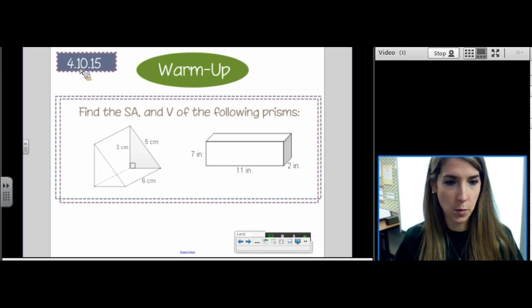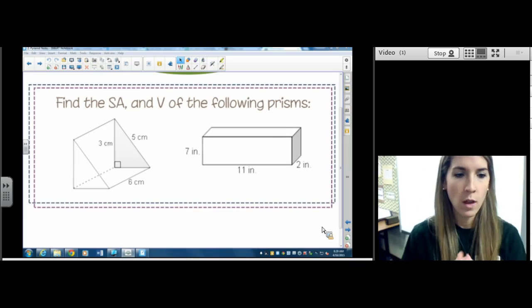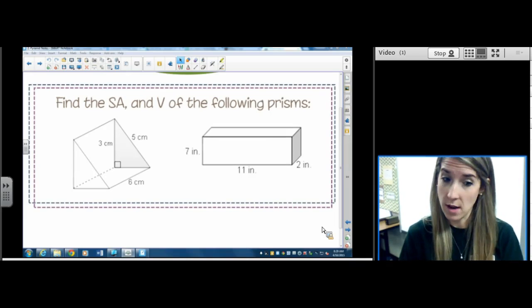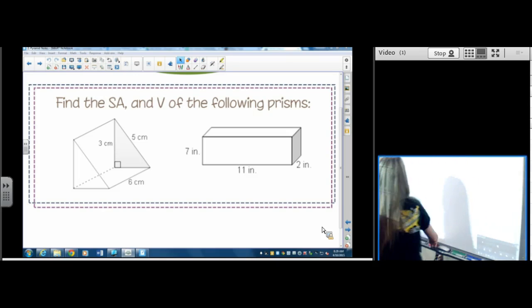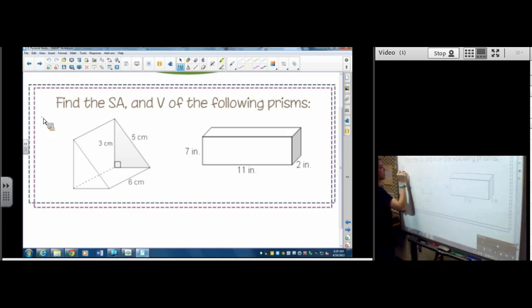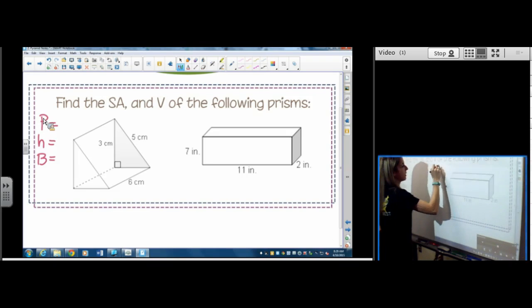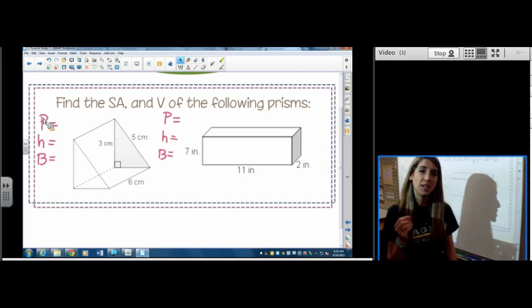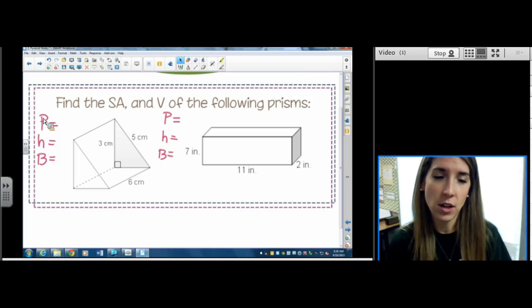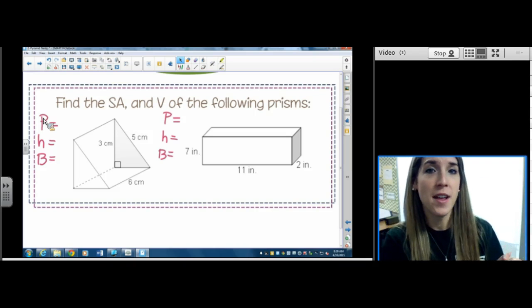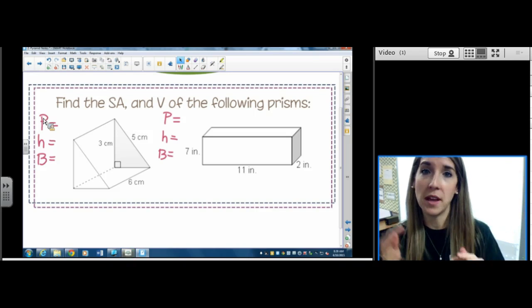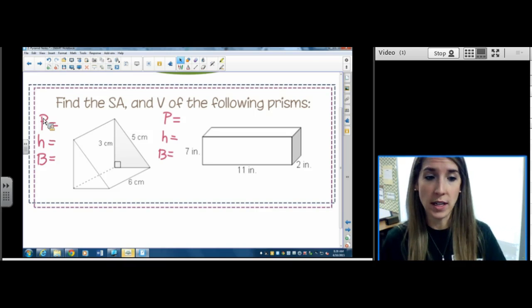I'll give you a few minutes to work on these two problems. While you're getting used to working with these, I recommend you go off to the side every time and write in these blanks: P, H, B. And then for this one, P, H, B. Because these are the pieces that you're going to need to plug into your formulas. So if you've already found these pieces off to the side and you have them written down, it's going to be easier when you go to your formula and you start plugging stuff in. You won't get confused as you go.